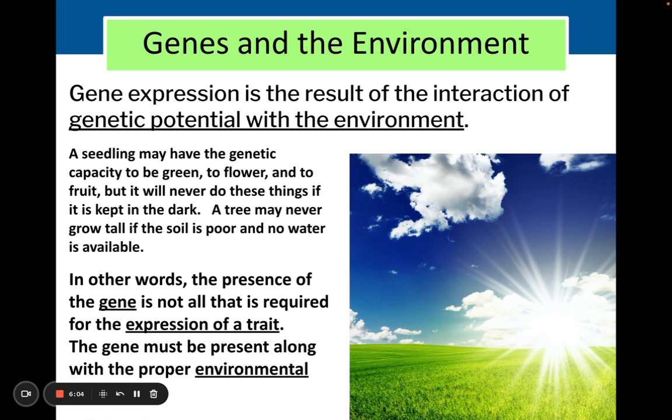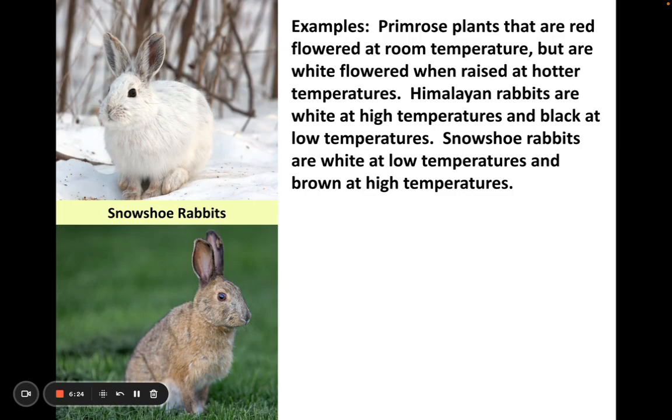So I want you to think about identical twins. Their DNA is not 100% exactly the same. It's really close, about 97%, but there's 3% that is dependent on the environment. The gene must be present along with the proper environmental factors. Okay?